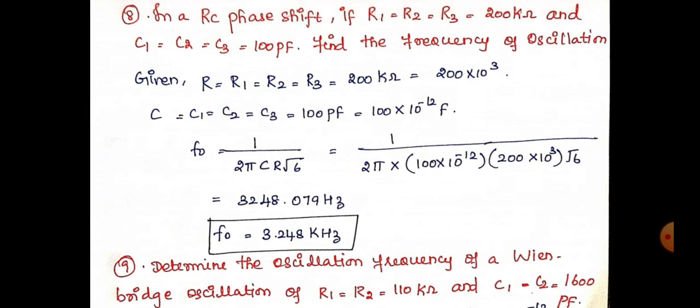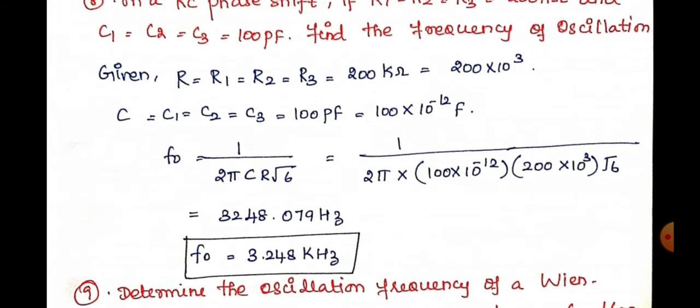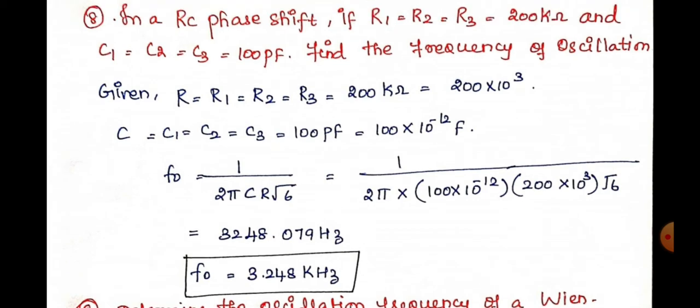Next, you are moving on to an RC phase shift problem. In an RC phase shift oscillator, if R1 equal R2 equal R3 equal to 200 kilo ohm, and C1, C2, C3 equal to 100 picofarad, find the frequency of oscillation. So R equal to R1 equal to R2 equal to R3 equal to 200 kilo ohm. Kilo means 10 to the power 3. C is equal to 100 picofarad. Pico means 10 to the power of minus 12.